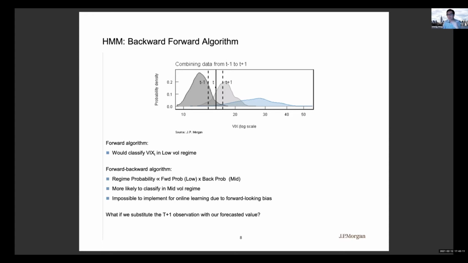So that's what gives HMM such good in-sample performance, but such poor out-of-sample performance. If we were to estimate the HMM out-of-sample, it is impossible to do this kind of forward-backward algorithm, because then we would have a forward-looking bias. So what's the solution here? Generally speaking, of course, we don't know what the value is tomorrow, so we will not be able to carry out this forward-backward-looking algorithm.